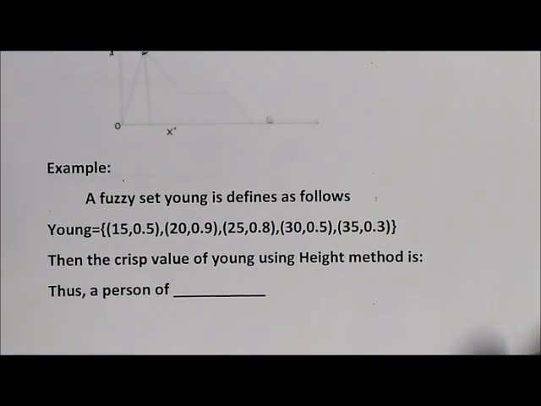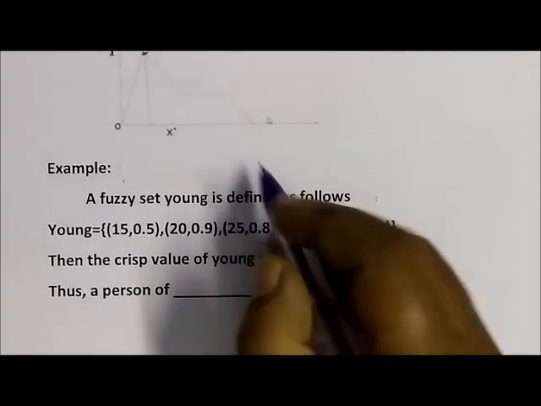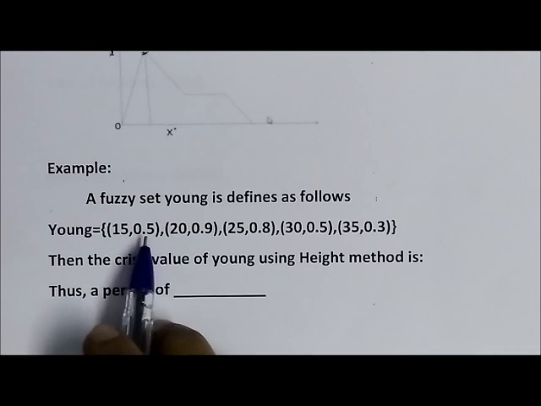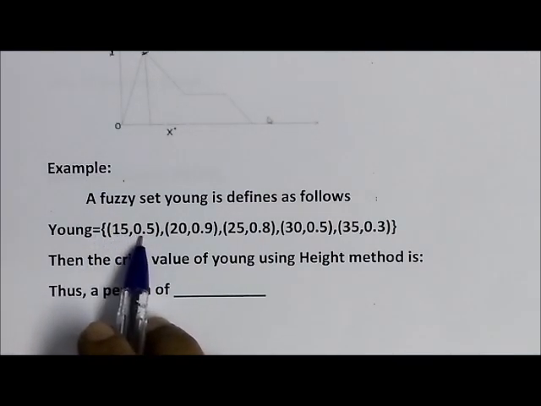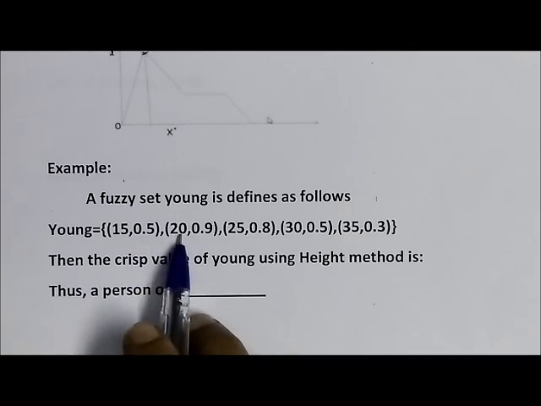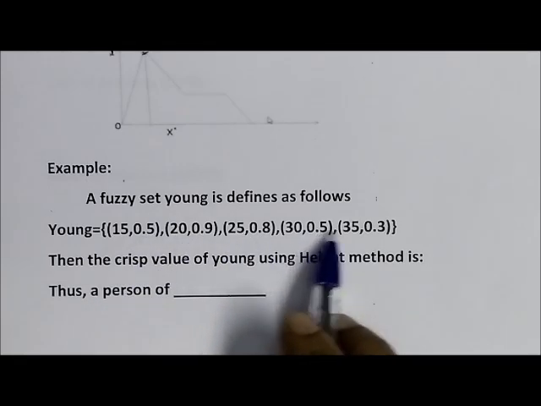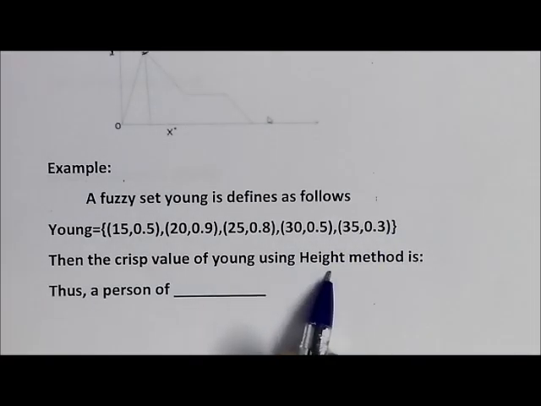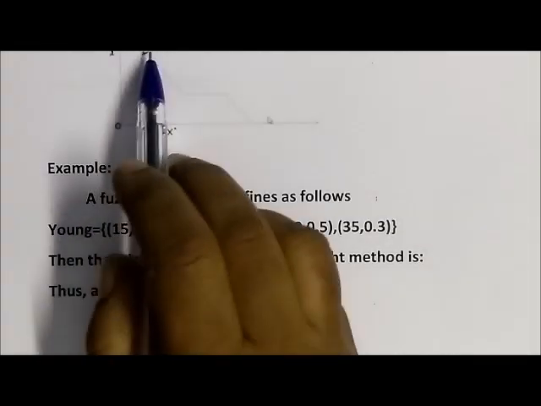So let us consider an example. A fuzzy set Young is defined as follows. Young is equal to 15, 0.5. That is the membership value: if a person is 15 years old, the membership is 0.5. If the person is 20 years old, the membership is 0.9; 25, 0.8; 30, 0.5; 35, 0.3. Then the crisp value of Young using the height method is, see here, the maximum height is the maximum value.